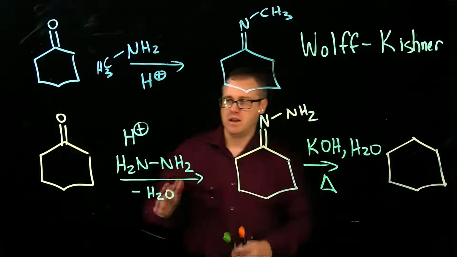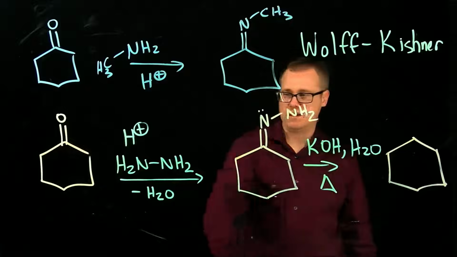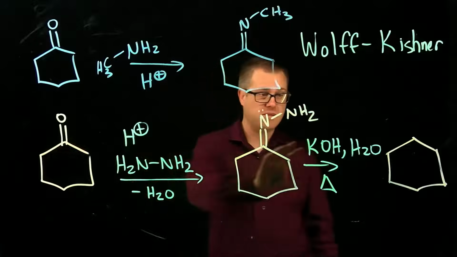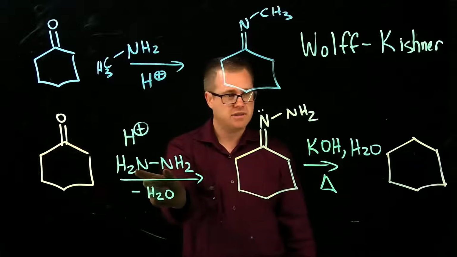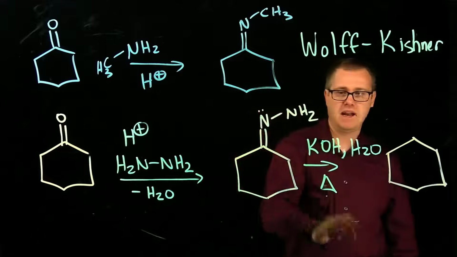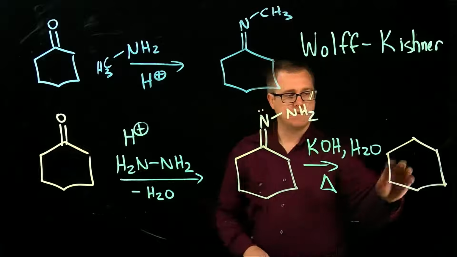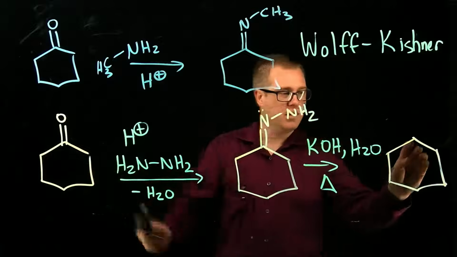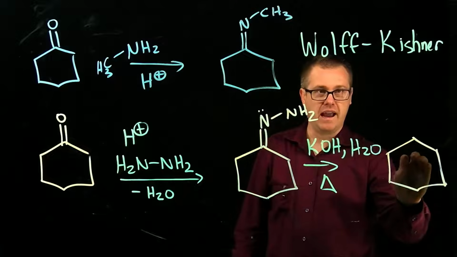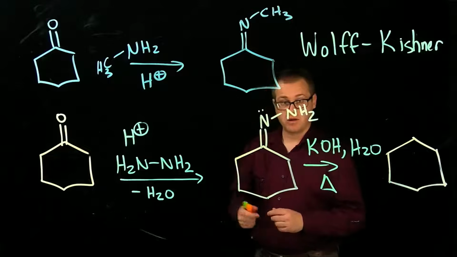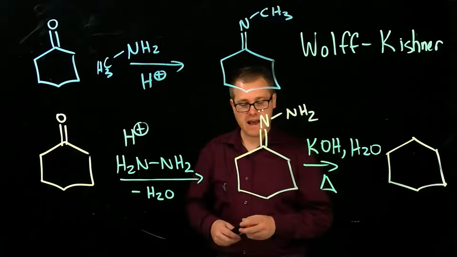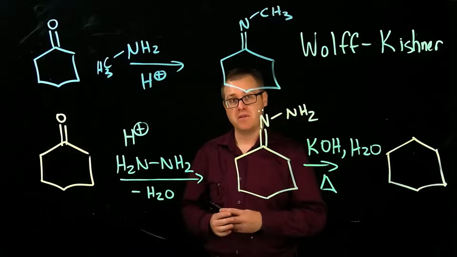That is a Wolff-Kishner reaction. It's done in two steps. The key players are the hydrazine, the base and heat, and then it goes from a ketone all the way to our alkane. So what we're going to go over next is the mechanism of how this happens.